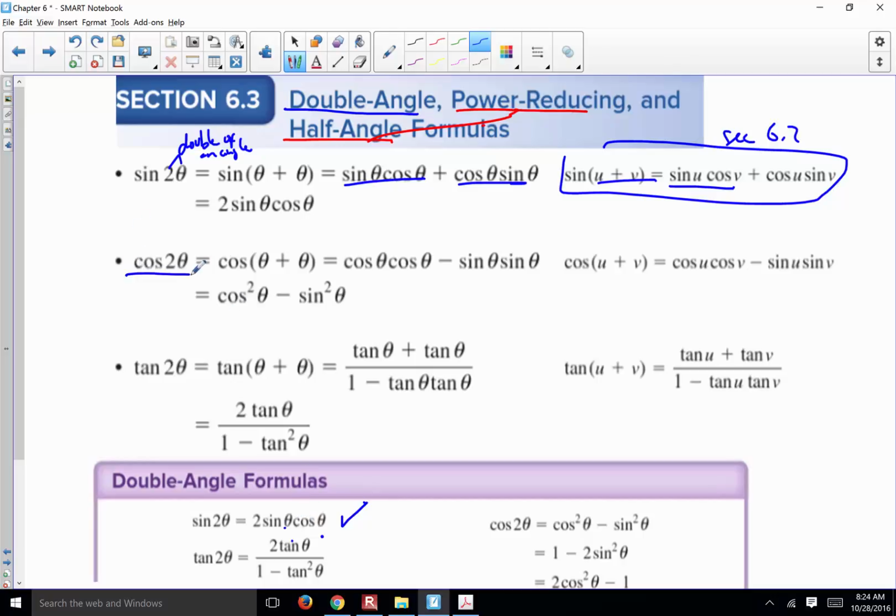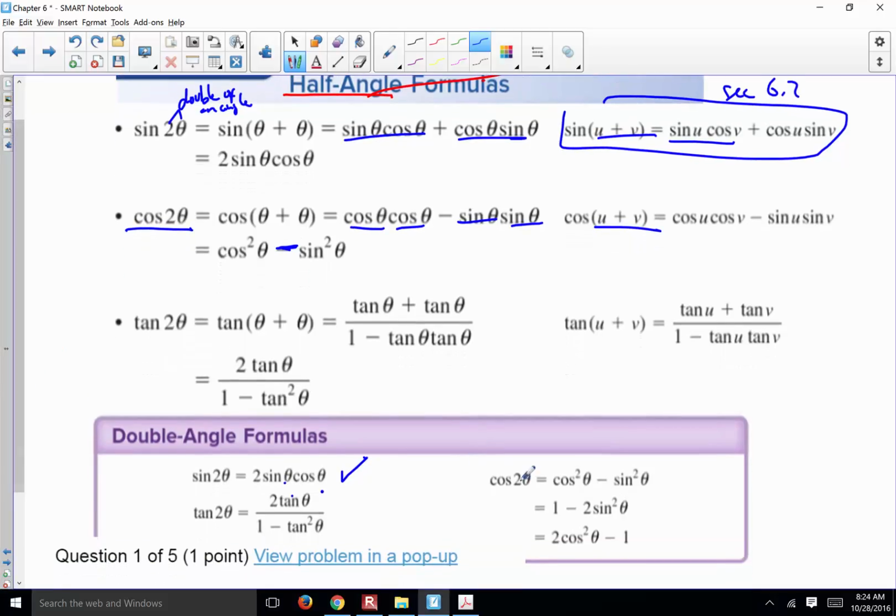How about cosine double? You use the cosine u plus v formula, cos theta, sine theta, but this is the same thing twice multiplied by itself, cosine square. Same thing multiplied by itself, sine square, with a difference. So cosine double is cosine single squared minus sine single squared, a difference.